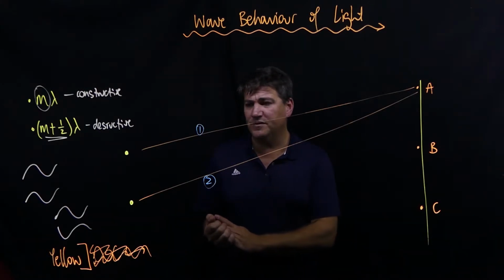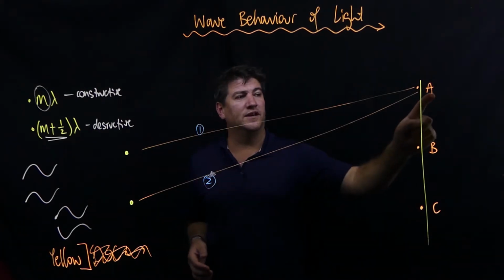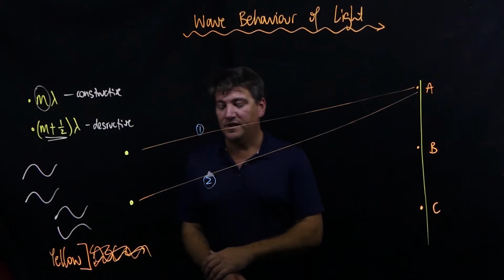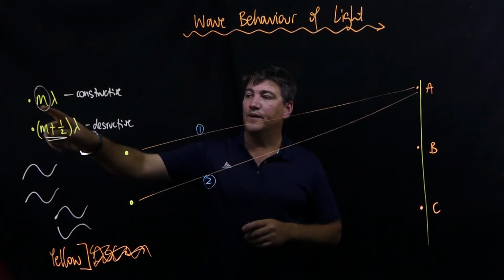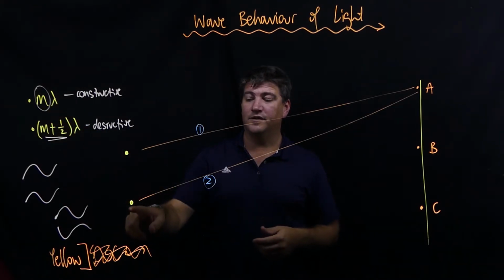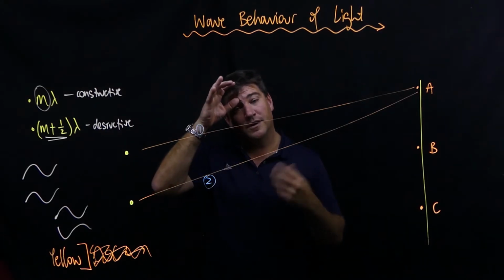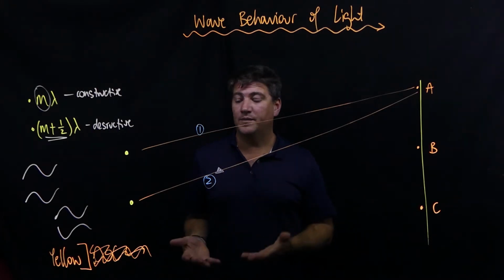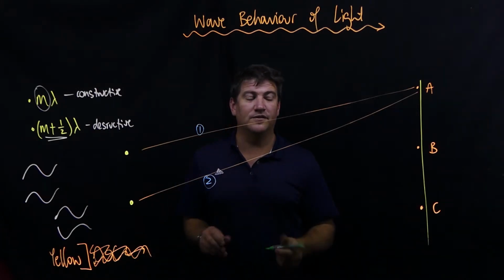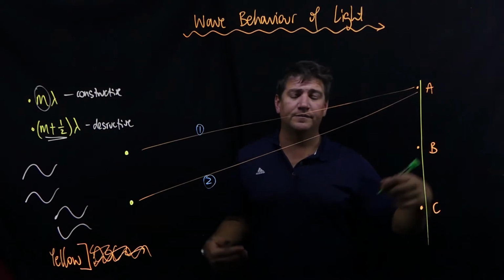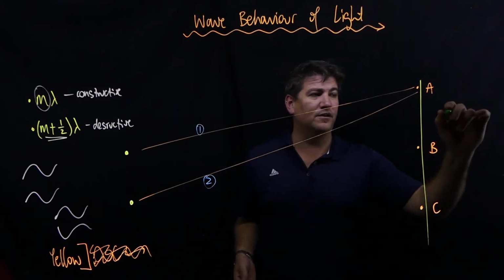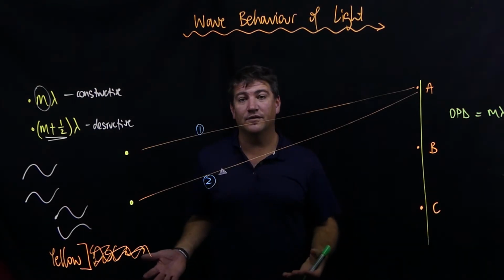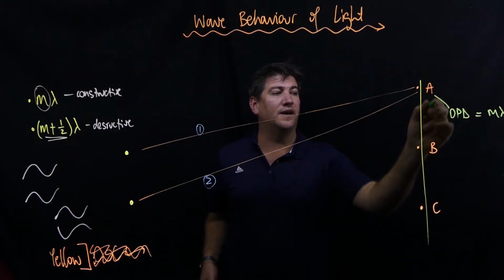So one of them is going to take path 1 to get to A, the other one is going to take path 2 to get to A, and it just so happens that one of them is going to have a whole number of wavelengths further to travel. So you can see this one is a little bit further. It's going to be a whole number of wavelengths further to travel than for path 1, and what that means is the path difference between the two. So usually it'll be OPD, the optical path difference, is a whole number of wavelengths, so we're going to get constructive interference at that point, at A.